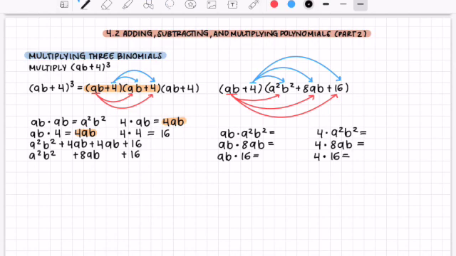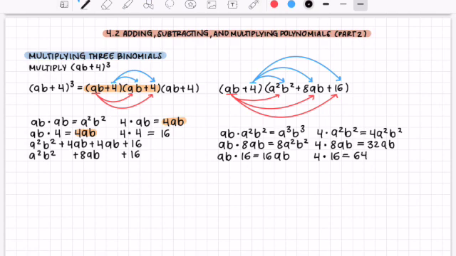So ab times a to the power 2 times b to the power 2 is just a to the power 3 times b to the power 3. For the other one, I have here 8a to the power 2 and b to the power 2. 16 times ab is just 16ab. On the right side, we get here 4a to the power 2 times b to the power 2. This becomes 32ab. And the last one is just 64 on its own.